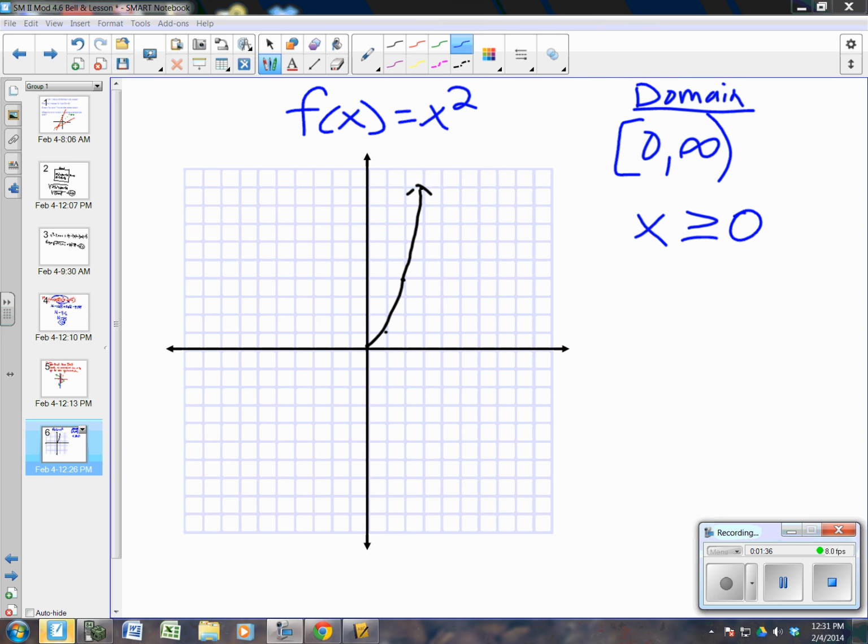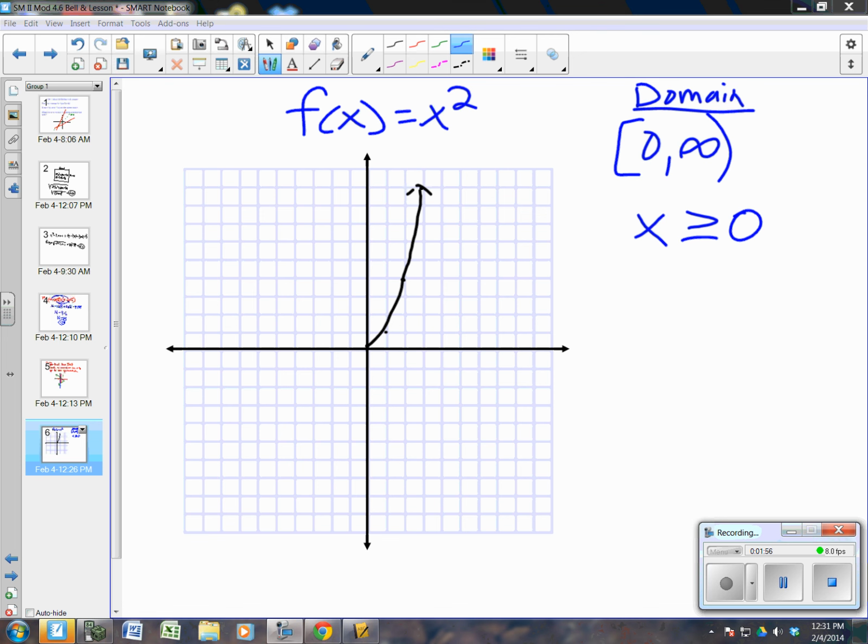But then Kelvin realized that, hey, this is a real life problem. You can't have negative feet, so the domain can only be x is greater than 0, so we had to erase the left side of that. What about the range? What can the range be? Say that again. Okay. Yeah, it has. Good. Why does it have to be greater than 0?